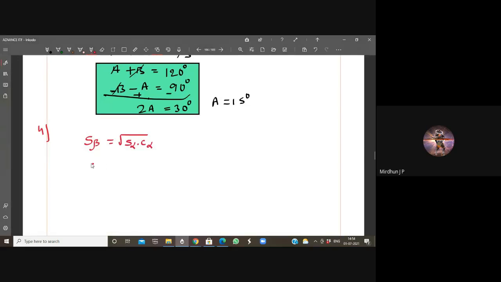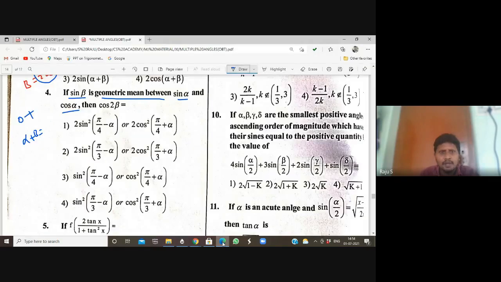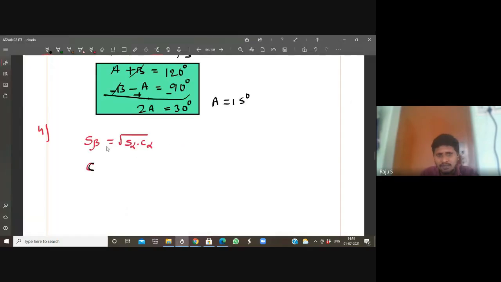So we can write 2 cos square alpha is equal to 1 plus cos 2 alpha, using the formula and deriving. See here, now you can square on both sides. When we square on both sides, sin square beta should be equal to sin alpha cos alpha. But in the question they are asking for cos 2 beta. What is the sin 2 theta formula in terms of sin?